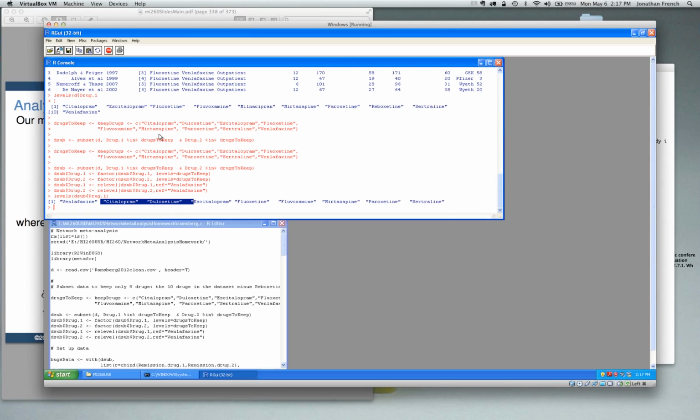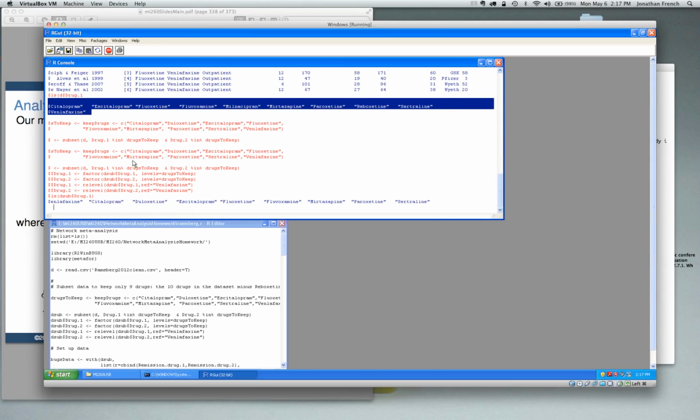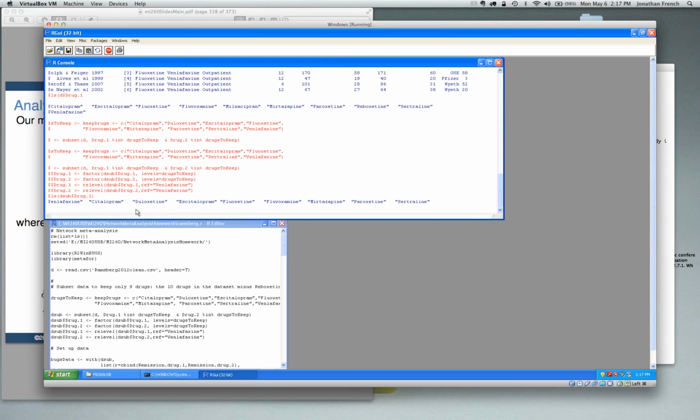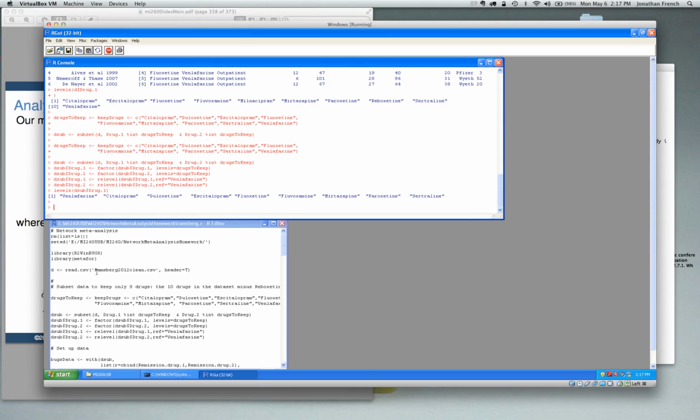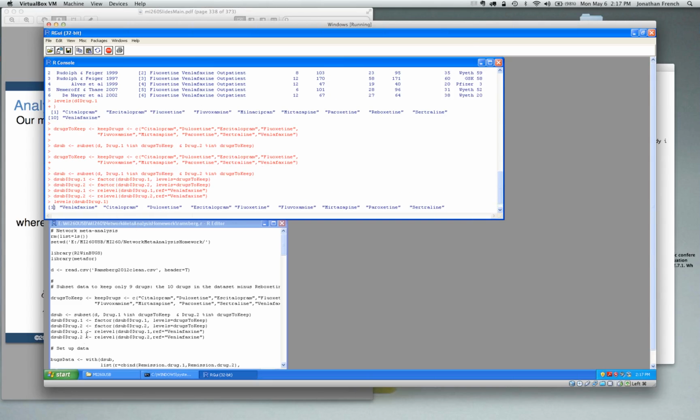Okay, I see. So when I did the levels up here of drug 1, we didn't see duloxetine, because presumably duloxetine was listed only in the column for drug 2. Okay, so this is the data set that we'll work with.